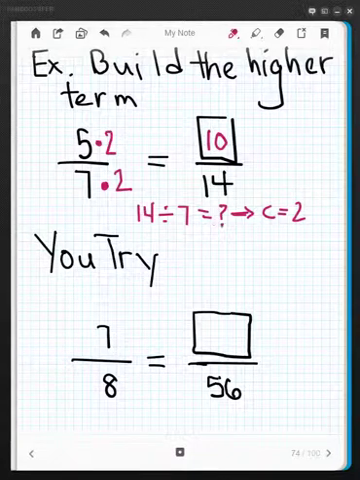Now, one of the things that students frequently do when they build higher terms is they want to turn around and reduce it back down. But that would kind of defeat the purpose. So just remember that. If you're building the higher term, then you don't want to turn right back around and reduce it. How about you try 7/8 to something over 56?